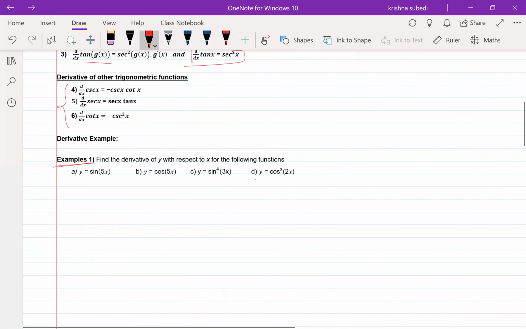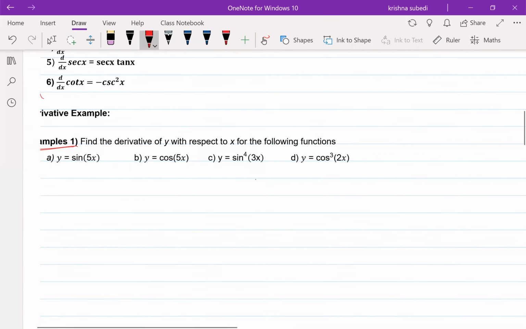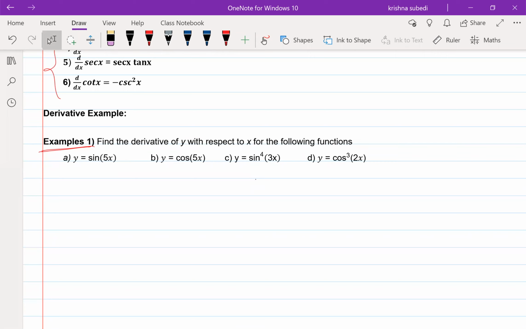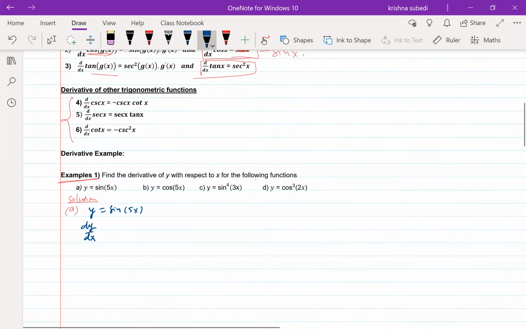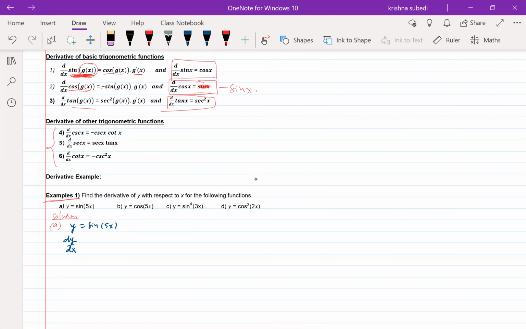Find the derivative of y with respect to x for the following function. Okay, now recall formula number 1. So we have y equals sine 5x. So your dy over dx is, remember the formula here, this is the formula that we'll be using for this.